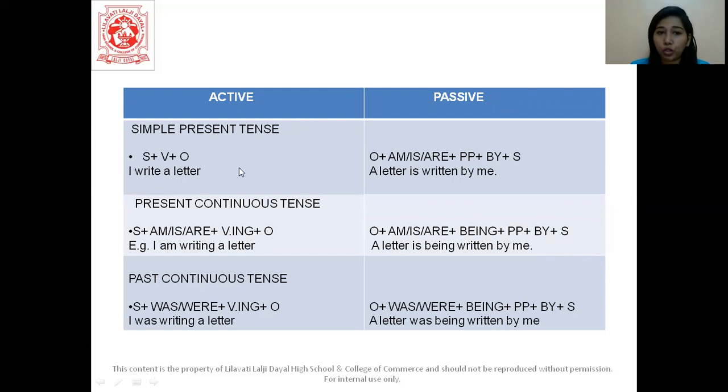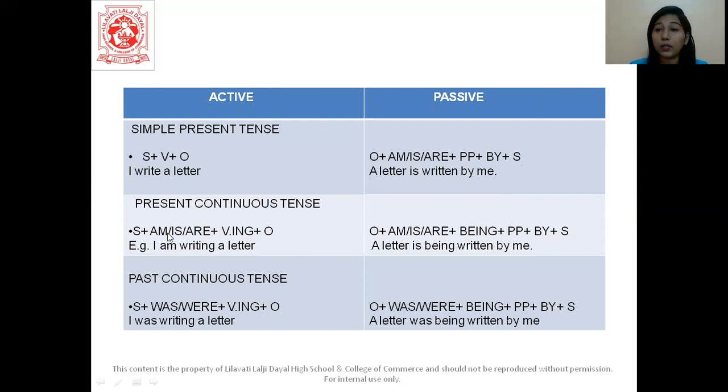If we have to change this to passive voice, then we will again use the same rules: a letter is written by me. So write became written, correct? Past participle. Is, am, are, depending on the subject, we will use our helping verb. We started with the object, then is, am, are, then the past participle, then the word by, and then our subject. So that is about simple present tense.